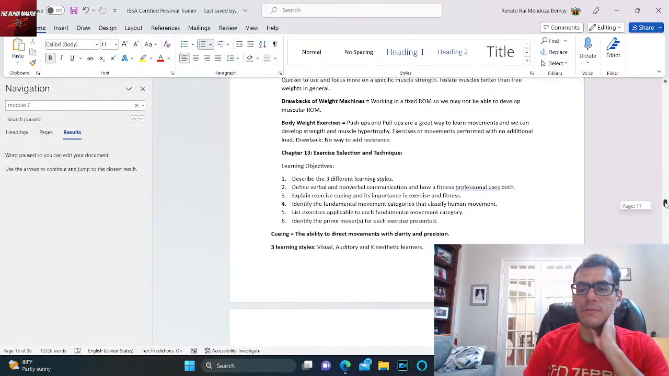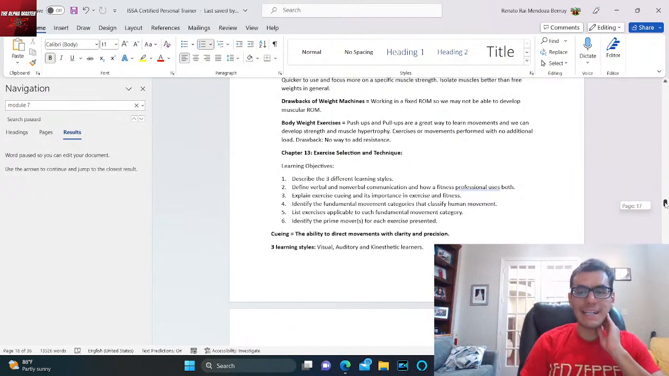Cueing is going to be related to directing movements with clarity and precision. And the three different learning styles are going to be visual, auditory, and kinesthetic learners.